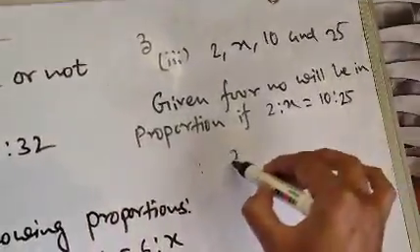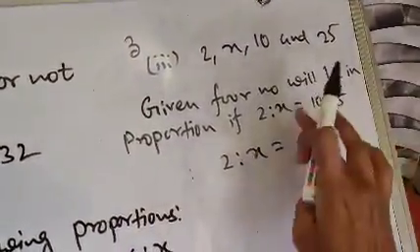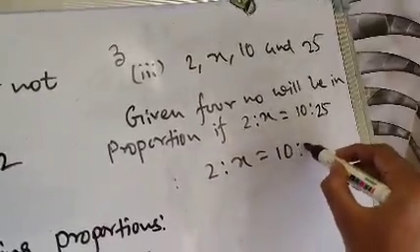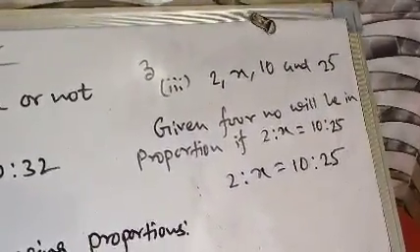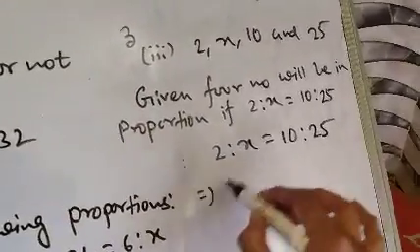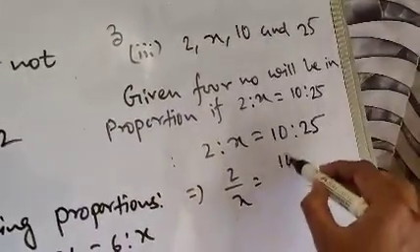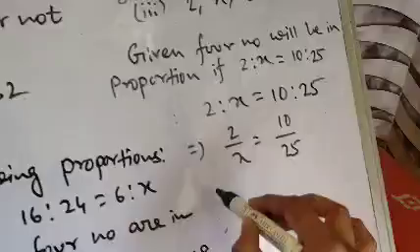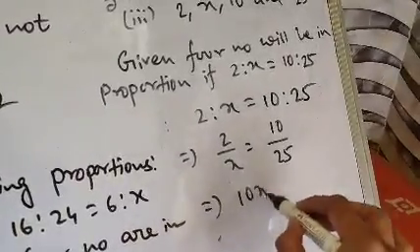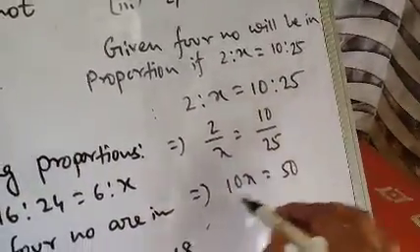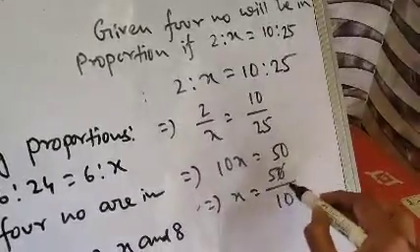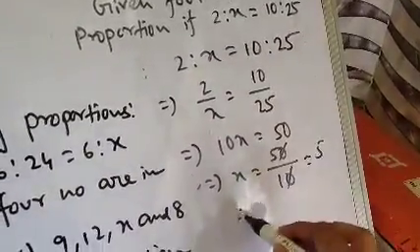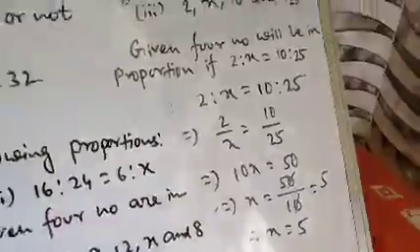So 2 is to x equals 10 is to 25. Therefore 2 by x equal to 10 by 25. Cross multiply, 10x equal to 25 twos are 50. Therefore x equals 50 by 10, therefore 5. So the answer will be 5. x will be equal to 5.